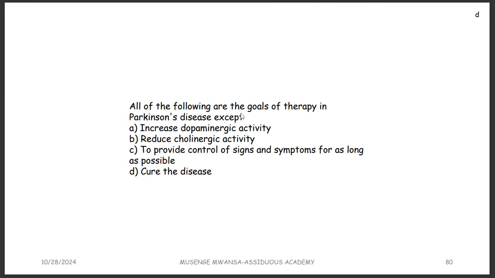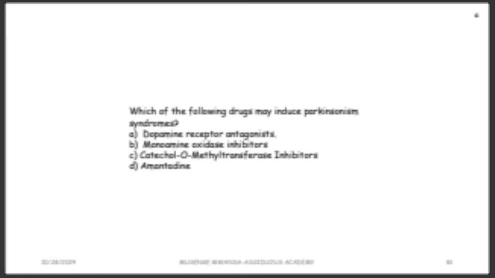All of the following are the goals of therapy in Parkinson's disease except increase dopaminergic activity, reduce cholinergic activity, provide control of signs and symptoms for as long as possible, cure the disease. It's D. Thank you so much.